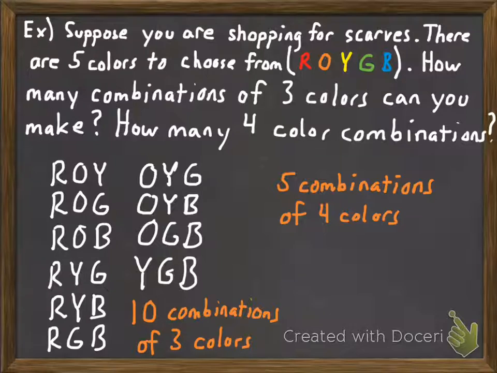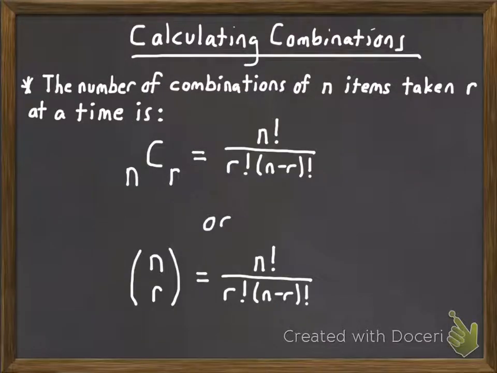Great. This is all nice and neat when you have a small number of colors or items to choose from. But let's say I had 20 colors and I wanted to know how many groups of 13 I can make. Trying to list out all those groups is not such a simple thing to do. So it'd be nice if there were a formula to calculate the number of combinations of items you can get from a group to choose from. And that's what this formula is right here. If you're trying to calculate the number of combinations of n items taken r at a time, you're going to use this formula right here.